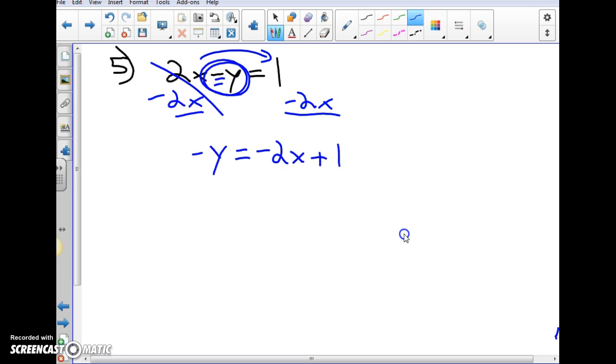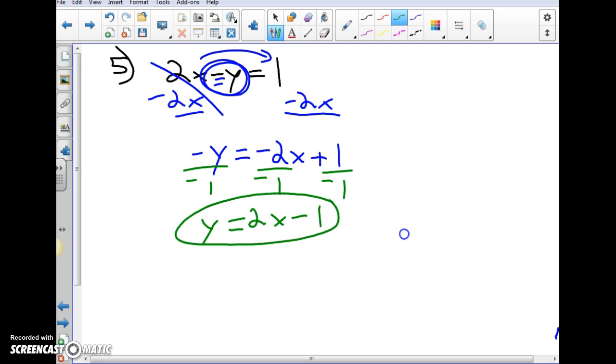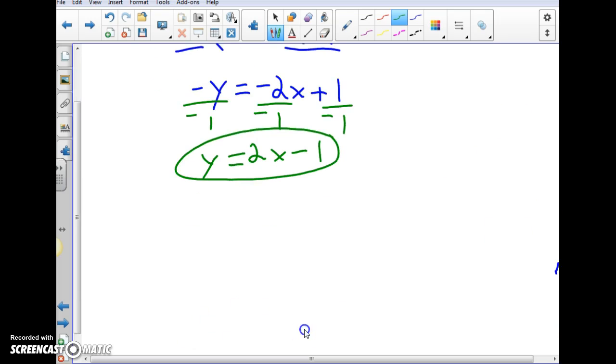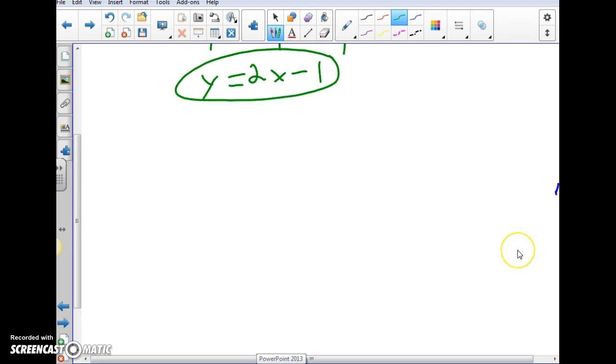Again, writing the x term first because I'm going for slope-intercept form. Now, to get rid of that negative 1, I'm going to divide everything by negative 1. Doing this, y equals 2x minus 1. It ends up changing all of your signs. That is in slope-intercept form. Number 6.